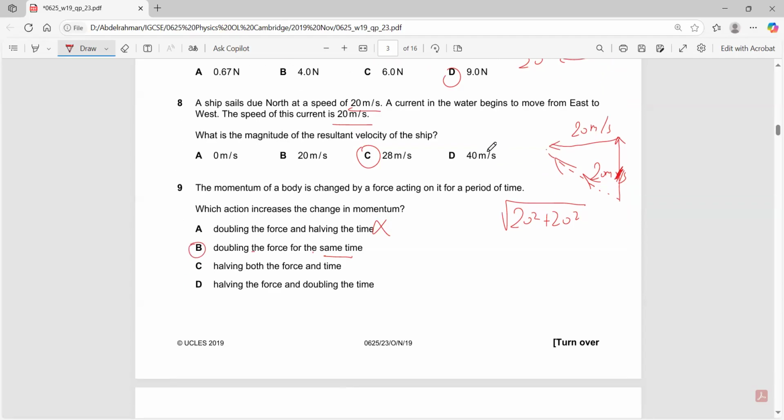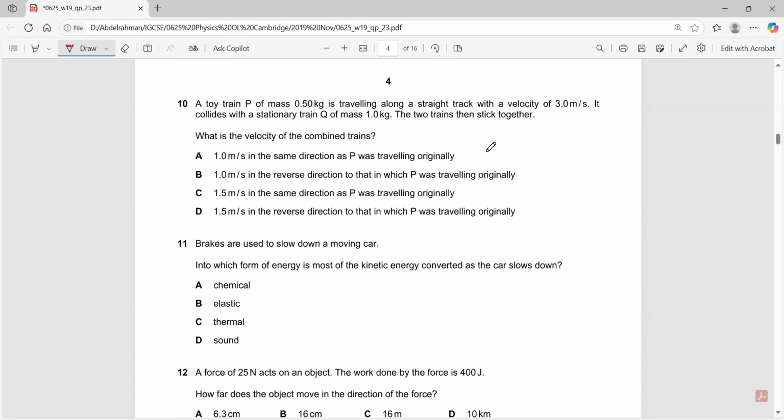A toy train P of mass 0.5 kilograms, traveling along a straight track with a velocity of 3 meters per second, collides with a stationary train Q of mass 1 kilogram. The two trains stick together. What is the velocity of the combined trains?